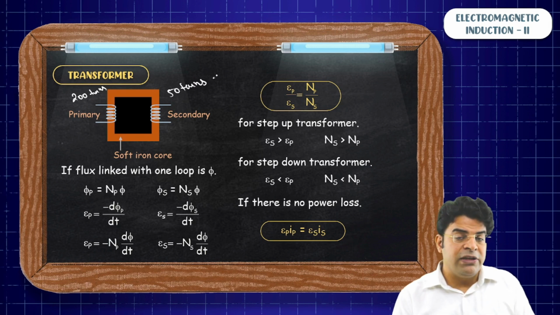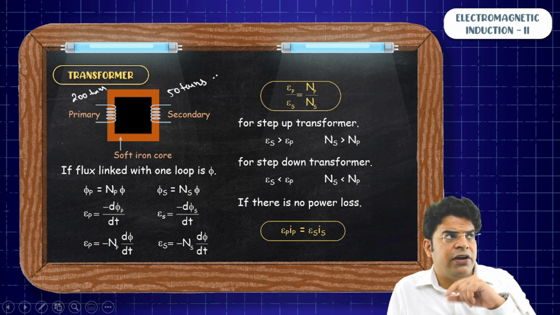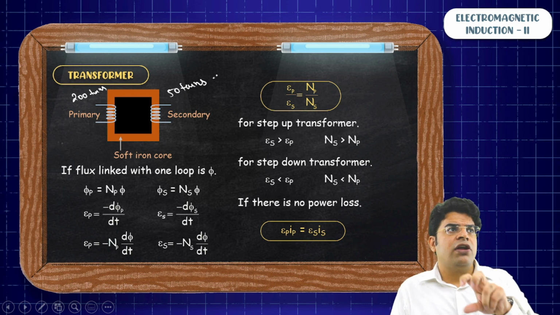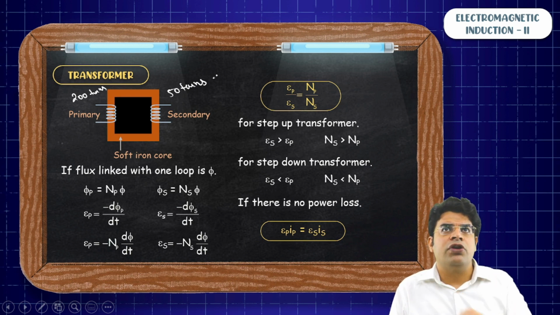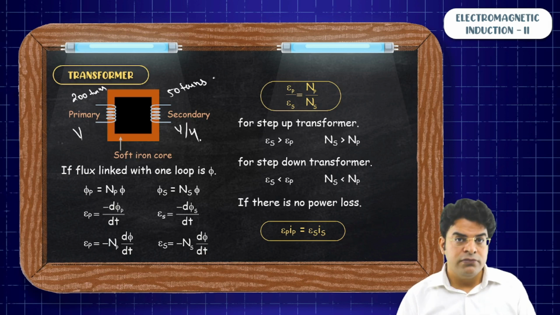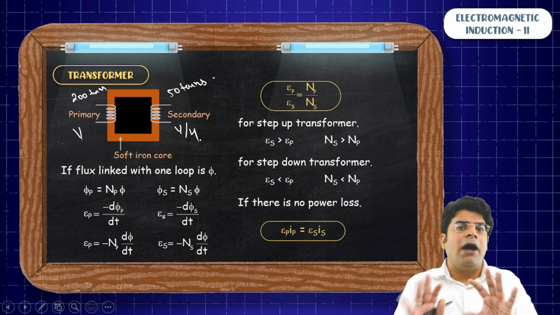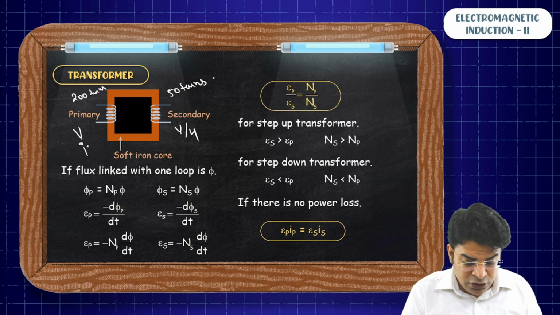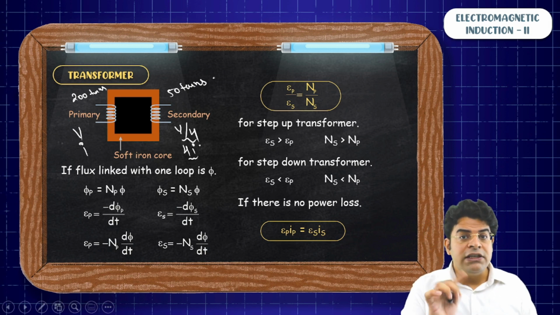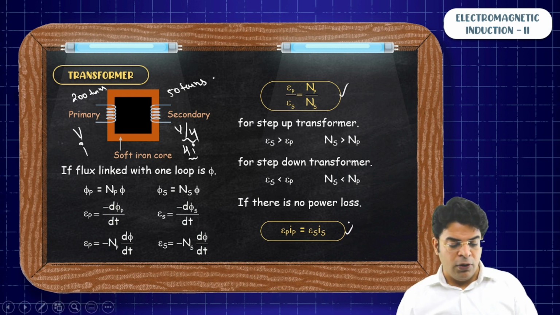So first of all, tell me, this is a step up or step down? Since the number of turns in the secondary are 1/4, the flux linked with the secondary is always 1/4. So the rate of change of flux in the secondary will be 1/4. So if the input potential is V, output potential will be V by 4, right? Second, bachcho, if there is no power loss, then if the input current is I, the output current has to be 4I, so that the input power is same as the output power. So these are the small things that you should know about transformers.